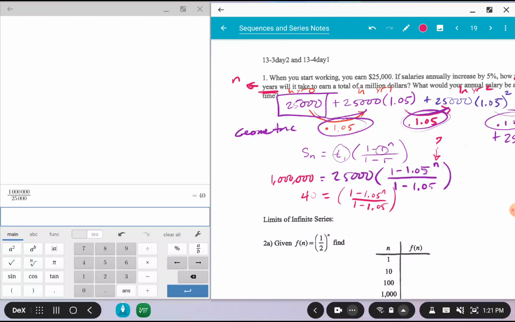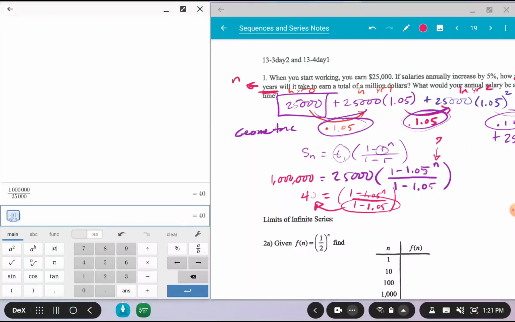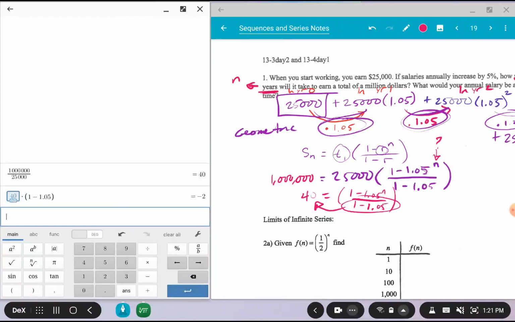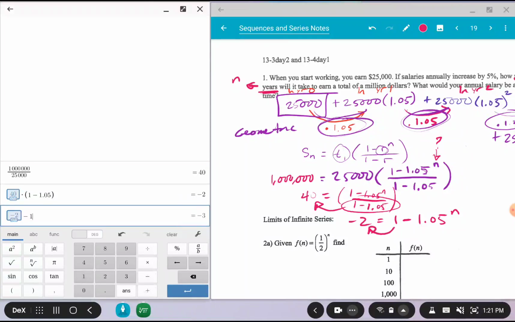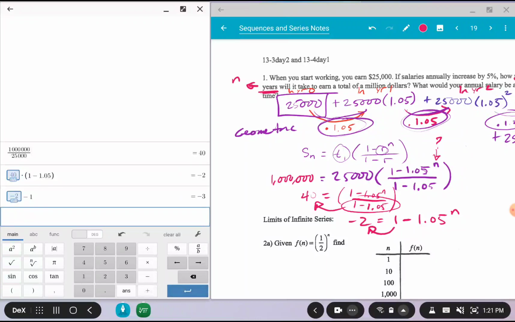I'm then going to take my 40 and multiply it by 1 minus 1.05. So I'm just going to take my answer and multiply it by 1 minus 1.05. And then I'm going to take that answer, which is negative 2, which equals 1 minus 1.05 to the n. Looks like we need to subtract 1 now, right? So we're going to get negative 3. So answer minus 1, we're going to get negative 3. And then negative 3 equals negative 1.05 to the n.